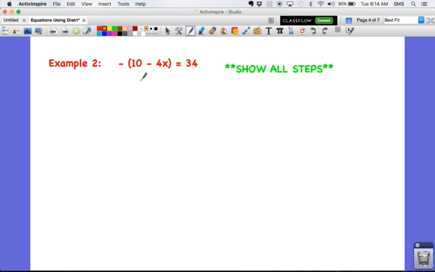Negative times 10 minus 4x equals 34. So this is like distributing the negative that we've learned in the past. I have a negative in front of the parentheses, which means I need to distribute this negative to both pieces inside my parentheses. It's like having a negative 1 here. So I have negative 1 times 10, which is negative 10. Negative 1 times negative 4x is positive 4x, and all that's equal to 34.